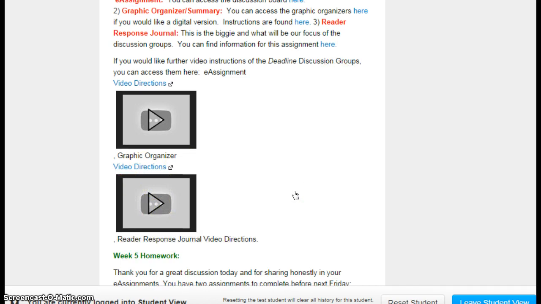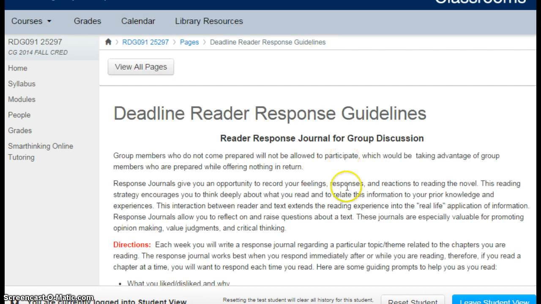What we're going to be looking at in this video is the response journal, and the information for the assignment is right here, and when I'm done making the video you'll be able to access the video directions right down here. So here's the information for the assignment. Again, these are the same directions that you find on the orange sheet that we handed out in class, but I want to spend a little time just going over the response journal.